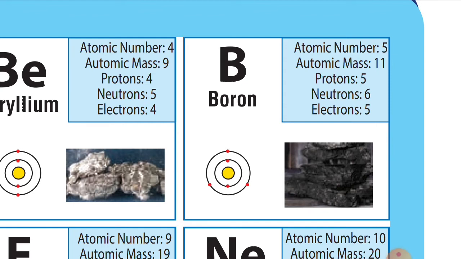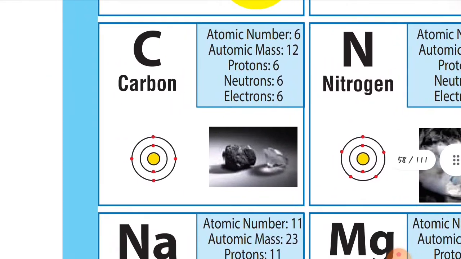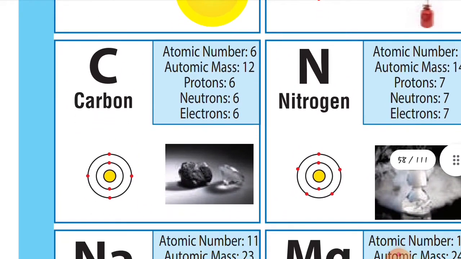Do you know how many protons, children? 5. Neutrons 6. Electrons 5. So totally how many is the atomic mass, children? 11. So atomic mass is nothing but protons plus neutrons. Okay, is this clear to you, children? Yes. And next let's see the carbon atom.